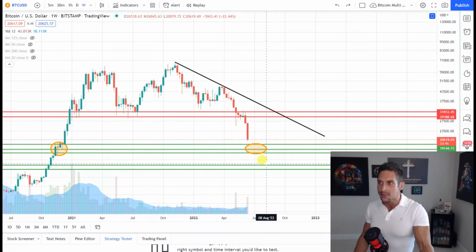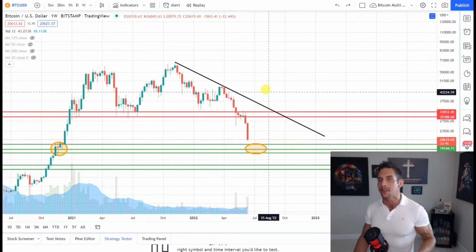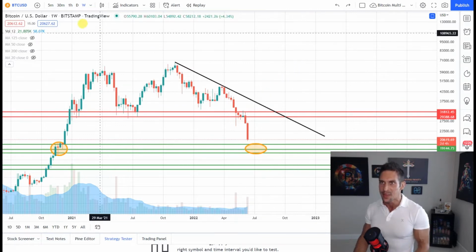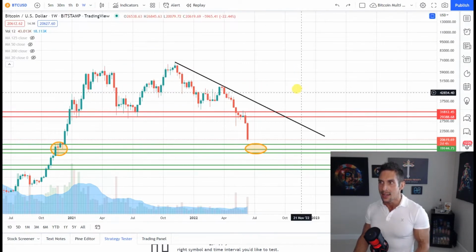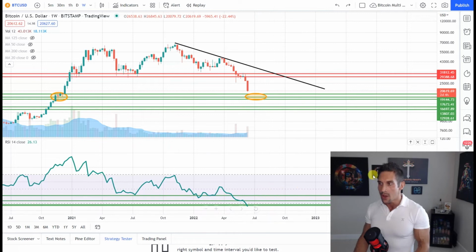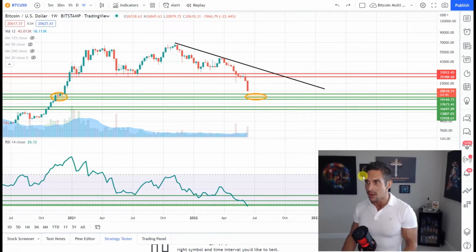So, key areas of support, key areas of resistance. The only other thing I wanted to quickly touch on outside of that is, and I tweeted about this, we are at historic levels within the RSI. Let's just look at the relative strength index.